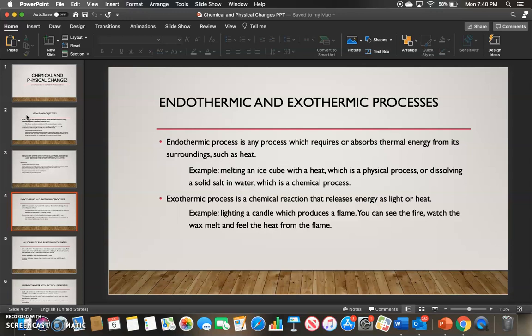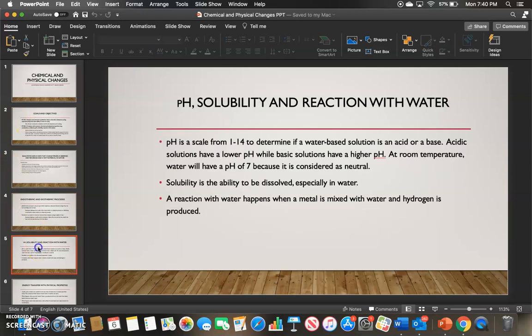An exothermic process is a chemical reaction that releases energy as light or heat. An example would be lighting a candle which produces a flame. You can see the fire, you can watch the wax melt, and you can feel the heat from the flame.